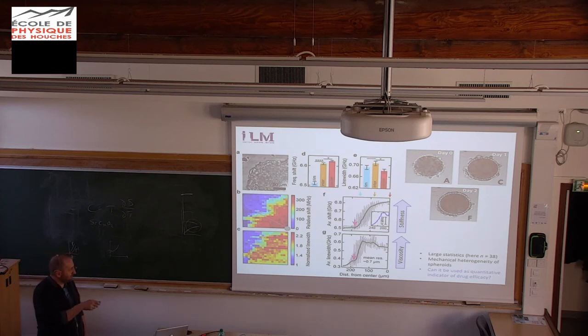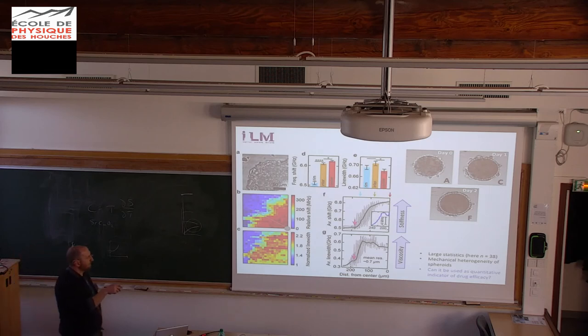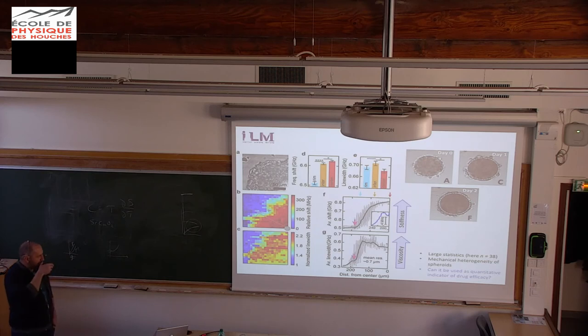So the first result, these are non-cancer cells. It's a healthy cell. So you see that there is a difference between the mechanical properties in the rim and in the center. So it's already an information. Also on the line width, it's less clear in that case. So that means that in frequency, you have really the stiffness, here the viscosity.